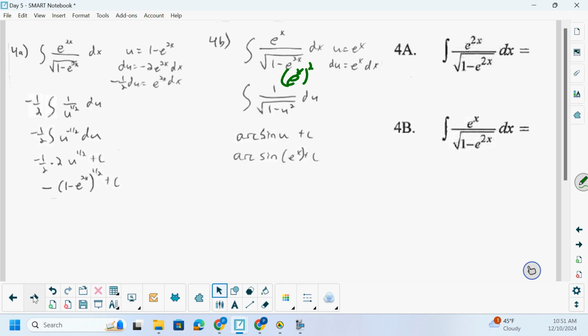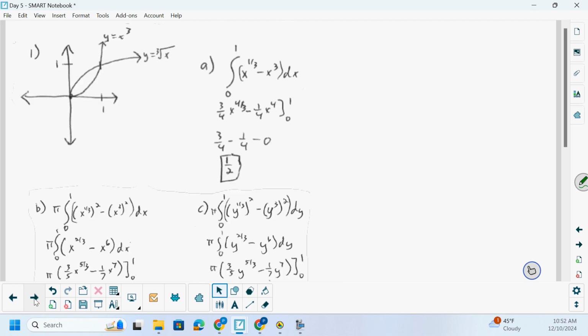So when we replace with our u's, this sets up nicely for arcsine with an a value of 1. So we have arcsine e to the x plus c. So this continues our pair of ones in the packet where they're very similar looking, and we have to notice the slight differences, whether it's an arc trig or if it's some other u substitution.